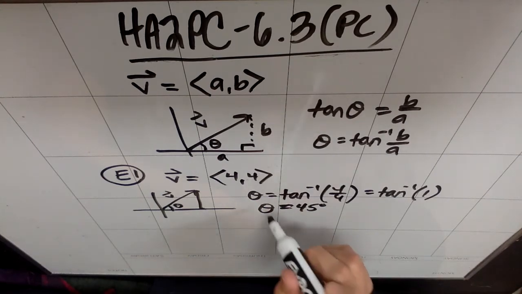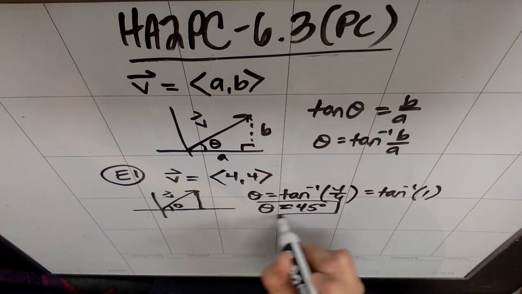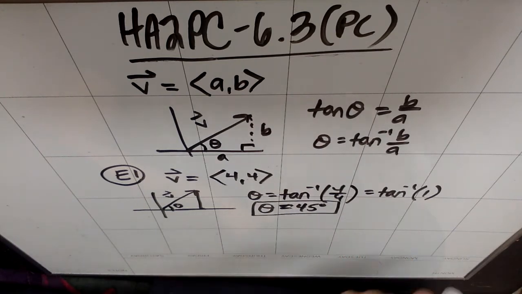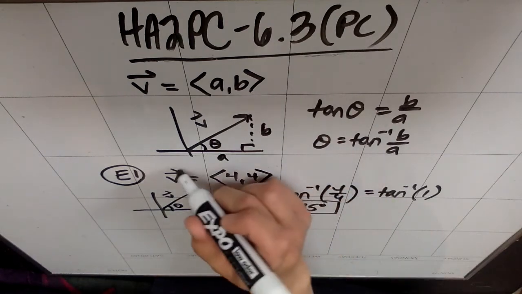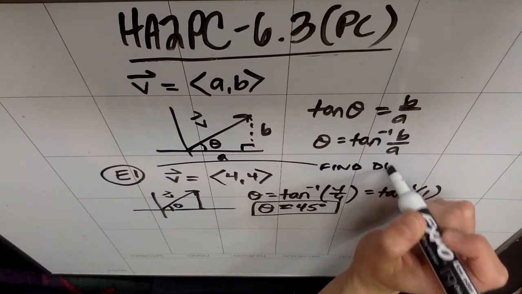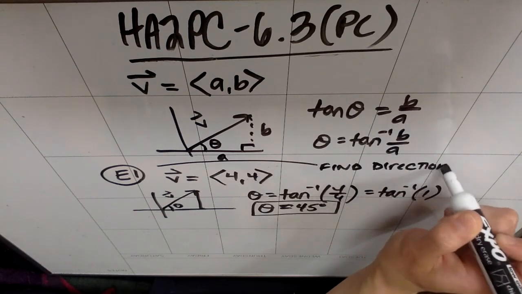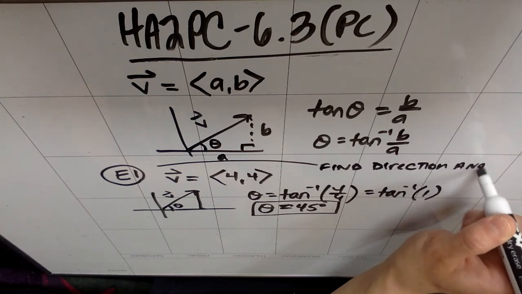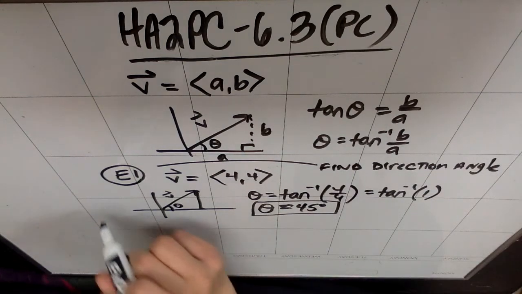So if I were asked to find the directional angle here, I would say that it is 45 degrees, which fits with what I can see, which is that I'm in quadrant 1, and 45 degrees is a quadrant 1 angle. And what I didn't write in the example, sorry, at the start, was find the directional angle. So find the direction angle. We'll go ahead and call that A.